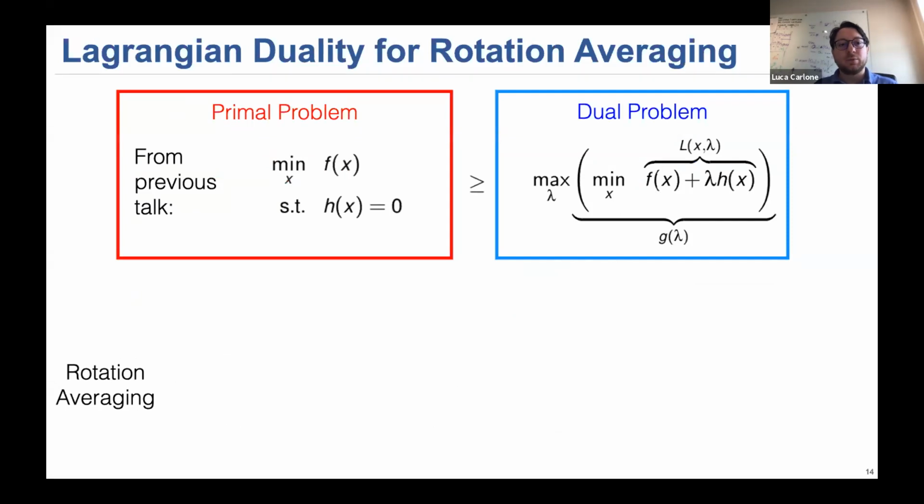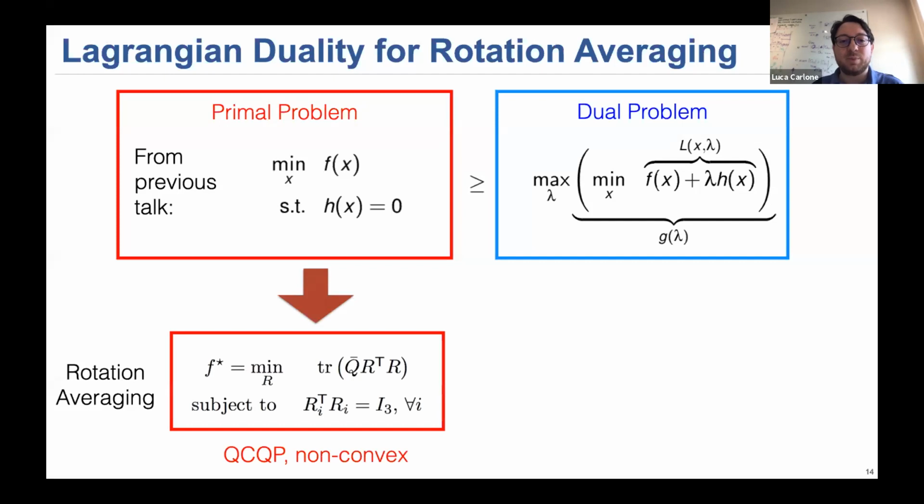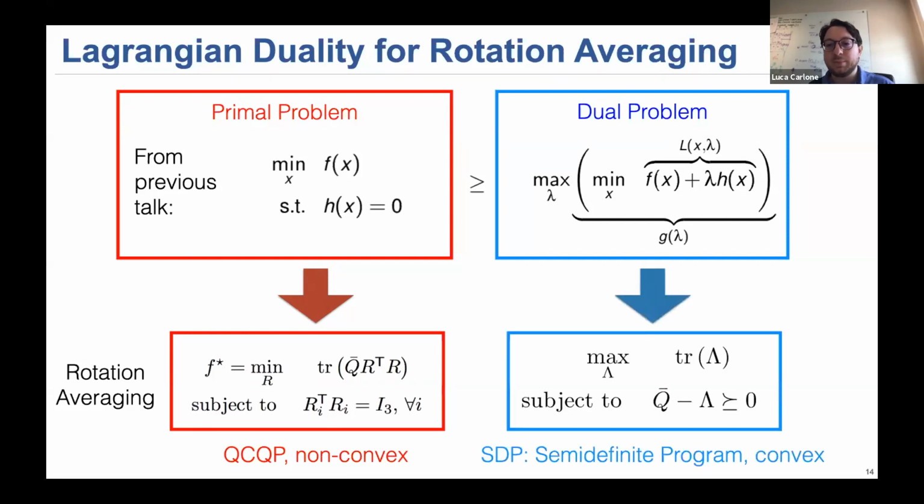So if you try to apply this exercise to rotation averaging, we get that the primal problem is the one that I was showing in the previous slides, which is a QCQP, which is non-convex. And if you do the math, you can also get the dual problem, which is this one. In the previous version of this tutorial, I was doing the derivation of this expression.